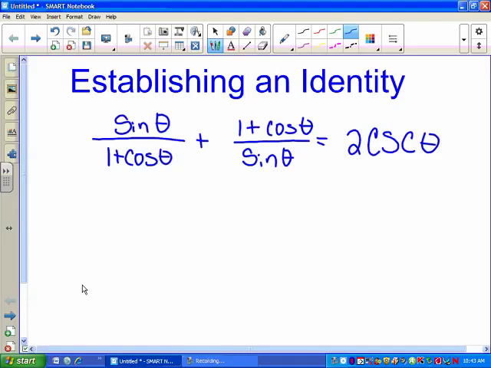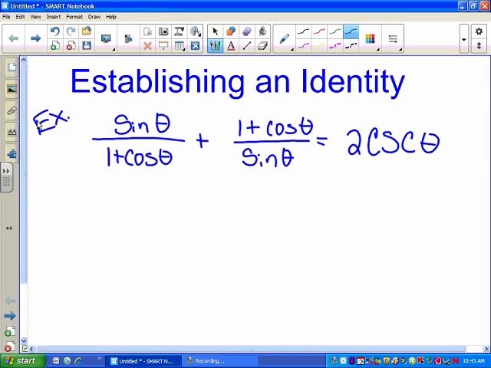This is our beginning lesson into establishing an identity. I'm going to do just an example for you. You can write it in your notes, but you don't have to. It's just an example of what it means to establish an identity. What you're going to do is be given an equation like this, and your goal is to make one side look like the other side.